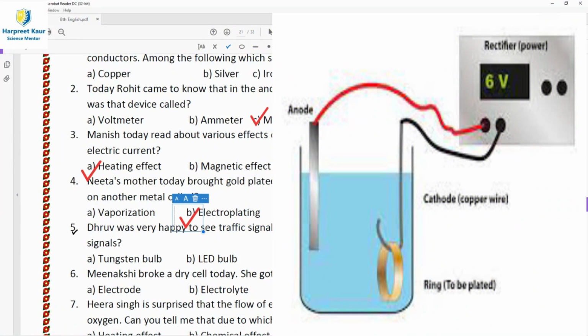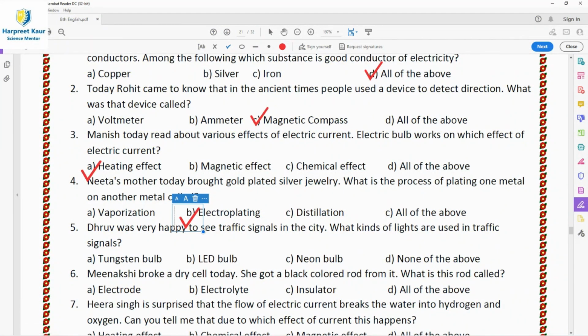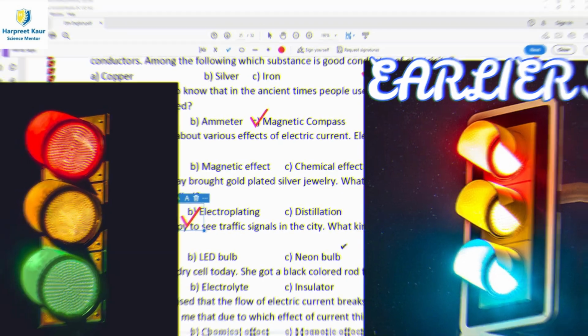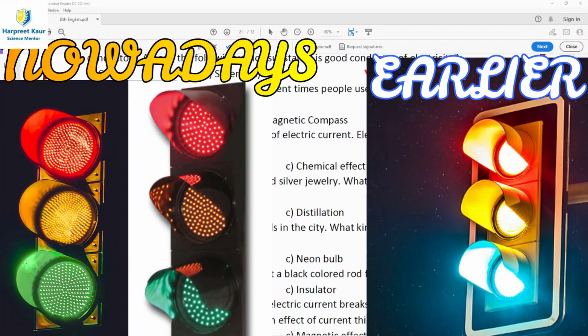Then moving on to question 5. Dhruv was very happy to see traffic signals in the city. What kinds of lights are used in the traffic signals? So, children, in question 5, earlier what was used? Neon bulbs. Neon bulbs were used in traffic signals as they could be easily visible from a distance. But nowadays, LED bulbs are used, because LED stands for light emitting diode. It has a longer end and a shorter end. The longer end is always the positive one.